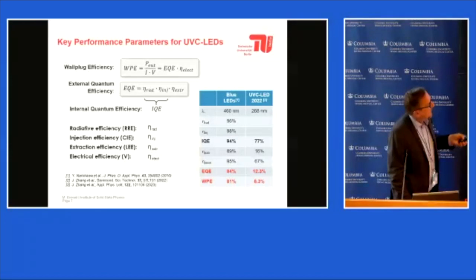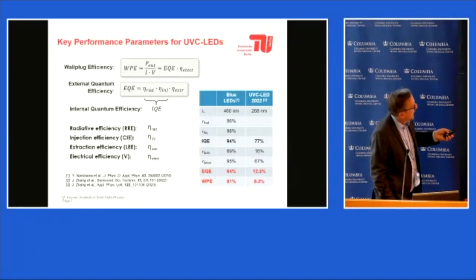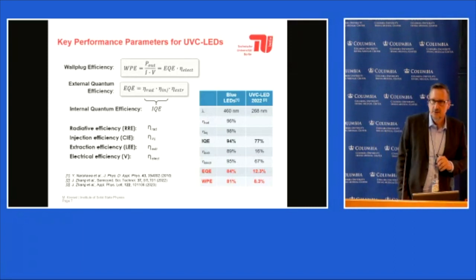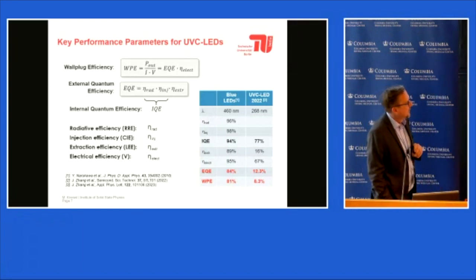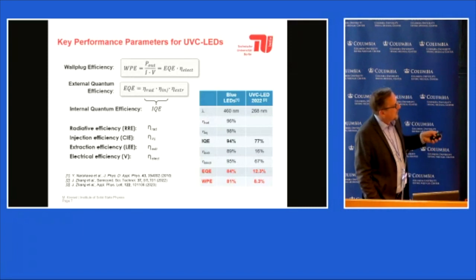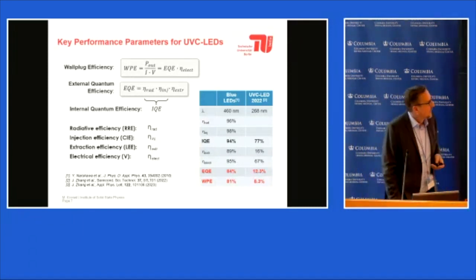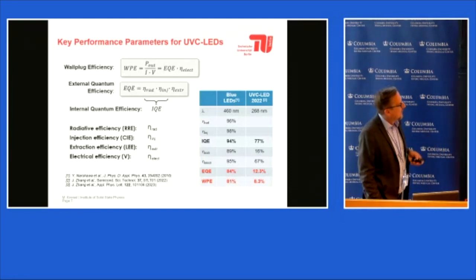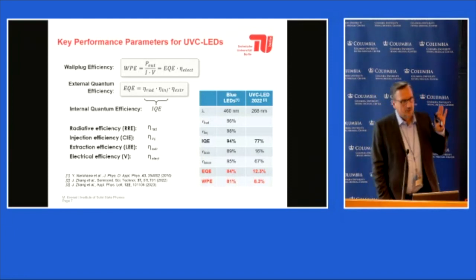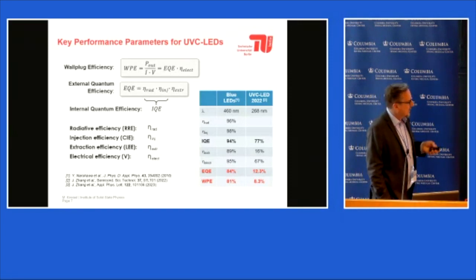So if you compare it to the UVC LEDs, this is 268, and it's based on two papers by Sang et al. that analyzed the LEDs in more detail. You can see there's a gap in the internal quantum efficiency for these devices, a huge gap in the light extraction efficiency for these devices, and also some gap in the electrical efficiency. So these are the parameters one has to improve in order to get to higher efficiency.